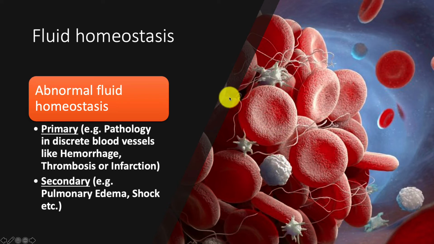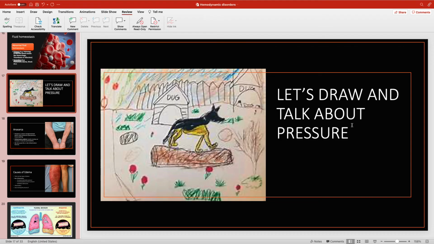So thrombosis, any sort of block would alter pressure. Any sort of injury would alter pressure. Any sort of hemorrhage would alter pressure. Any sort of rupture would alter pressure. So these are just the basics of what would occur.